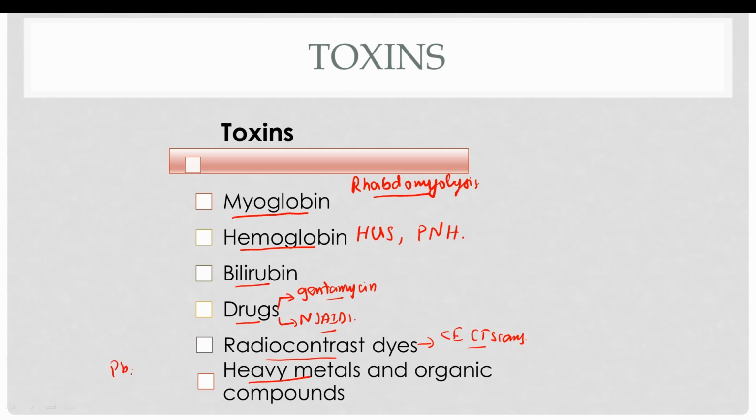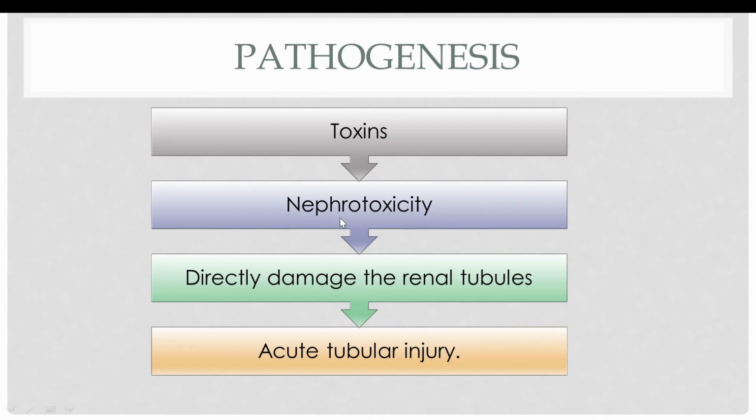Heavy metals such as lead, cadmium, and mercury are known to be nephrotoxic, and there are certain organic solvents such as carbon tetrachloride and ethylene glycol. So these toxins are actually nephrotoxins, which means they damage the kidneys and they result in damage of the epithelium of renal tubules, resulting in acute tubular injury.